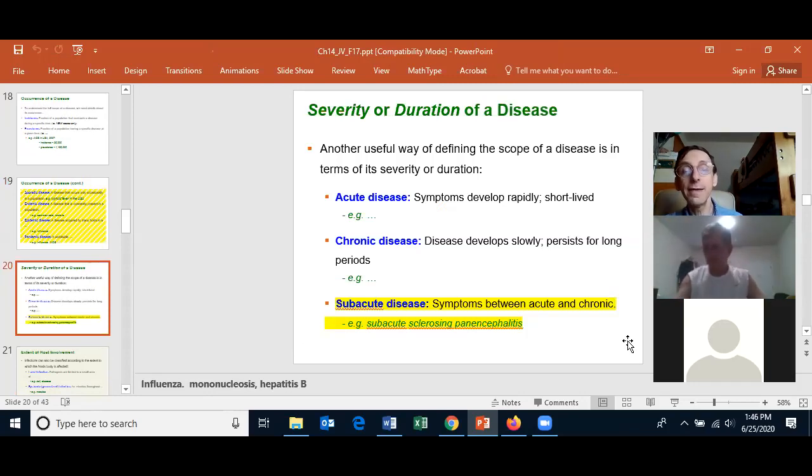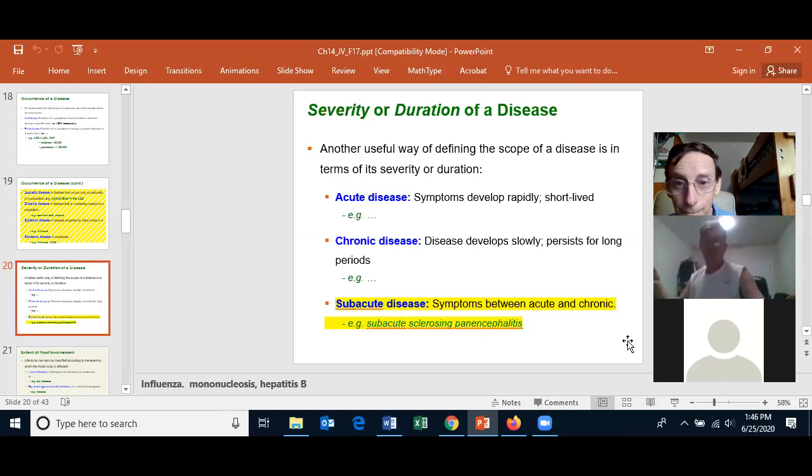We can talk about disease and how long they last and the severity of it. And there we talk about its duration. And that's another useful way for defining the scope of disease in terms of its severity and duration. An acute disease is a disease that develops rapidly, is short-lived, and then it goes away. Can anyone give an example of an acute disease? Symptoms develop rapidly, short-lived, and goes away.